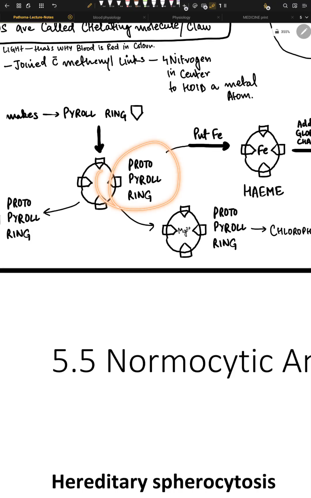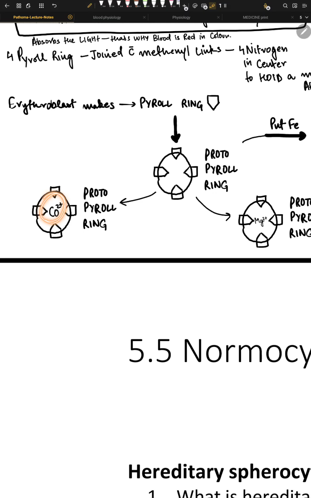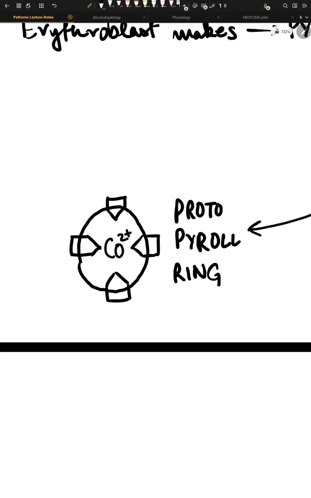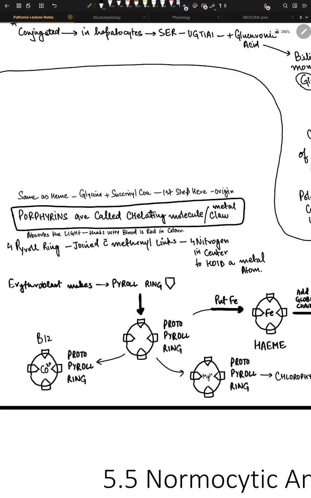So the protoporphyrin ring, if magnesium is added, produces green color, that is chlorophyll. If cobalt is added, then we get something called B12. That's amazing, right? Now we have B12. So I hope we understand this concept.